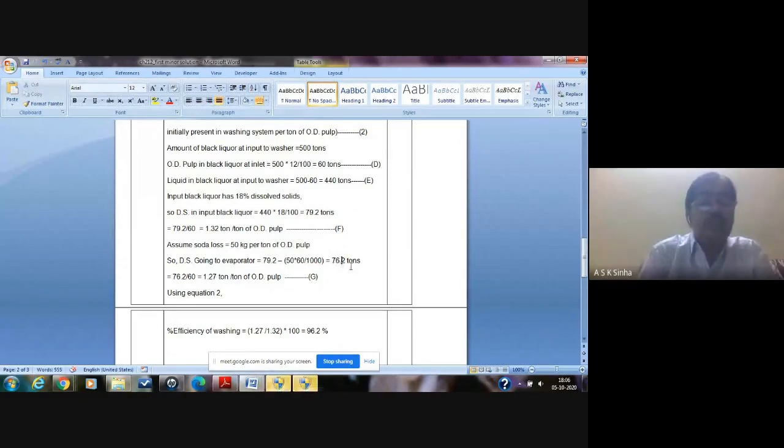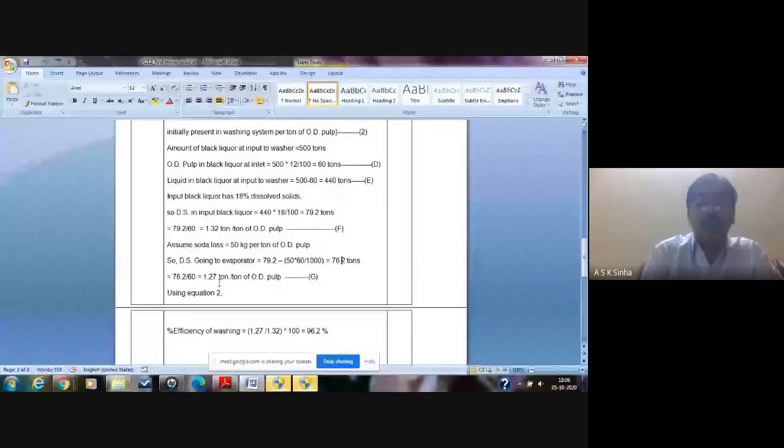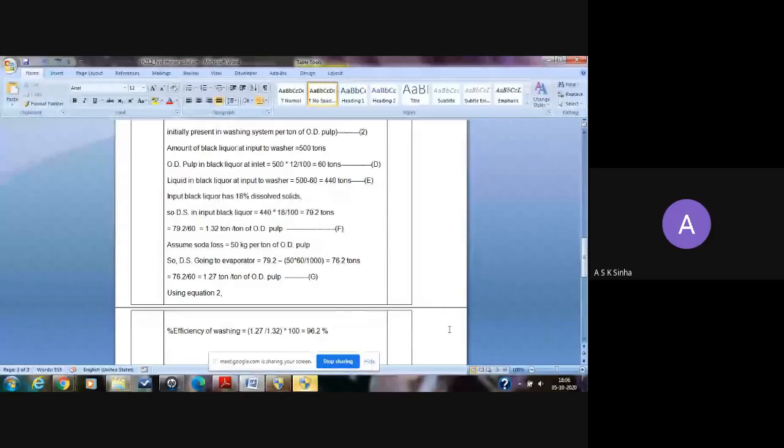And if we want to convert it to per ton of the pulp, we divide by 60, because the total quantity of the oven dry pulp is 60. So 76.2 divided by 60 will be 1.27 ton per ton of OD pulp. So now again we can use equation 2, that is the definition of the washing efficiency. Efficiency of washing will be equal to 1.27 divided by 1.32 multiplied by 100. So 96.2%. That means this washing system has an efficiency of 96.2%.